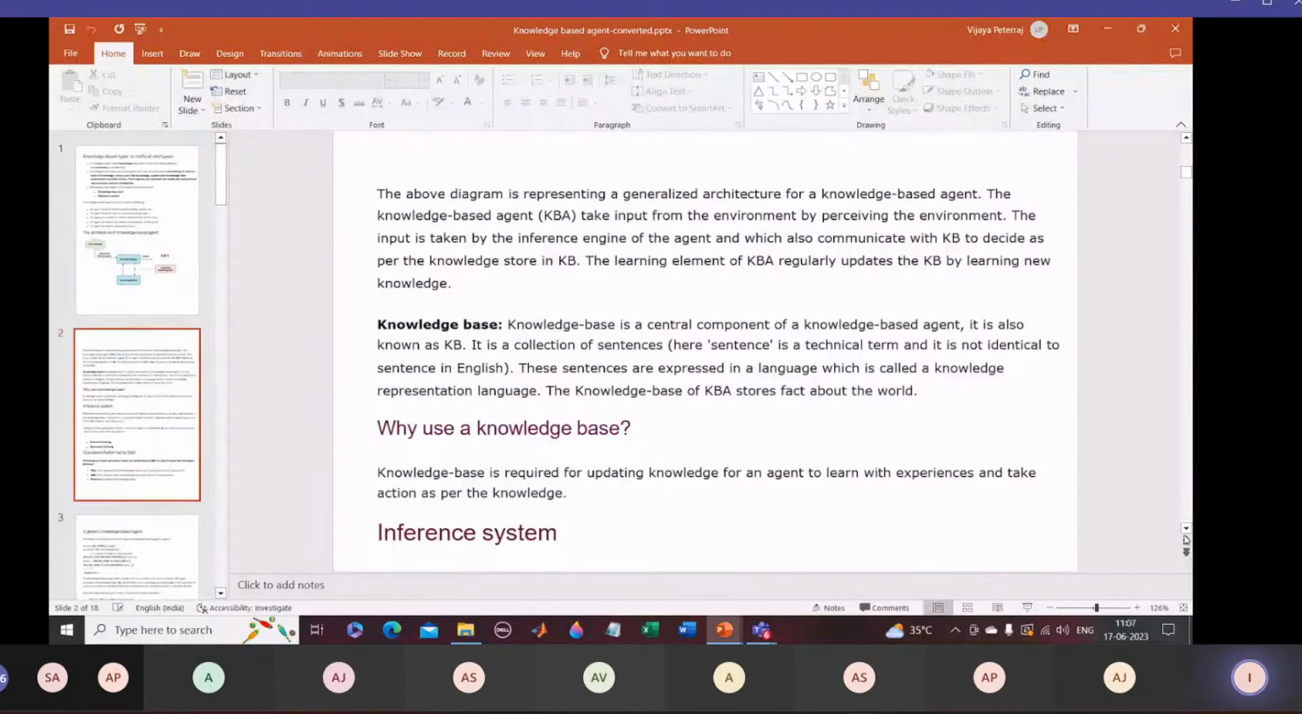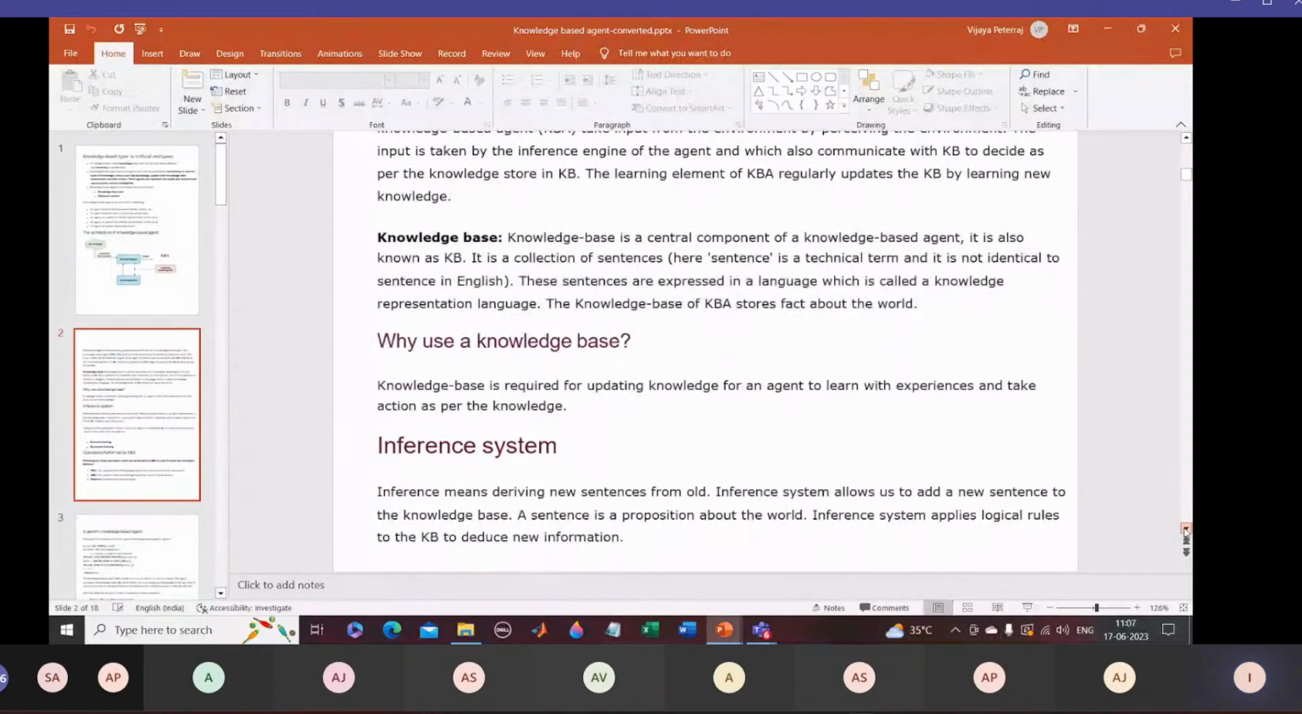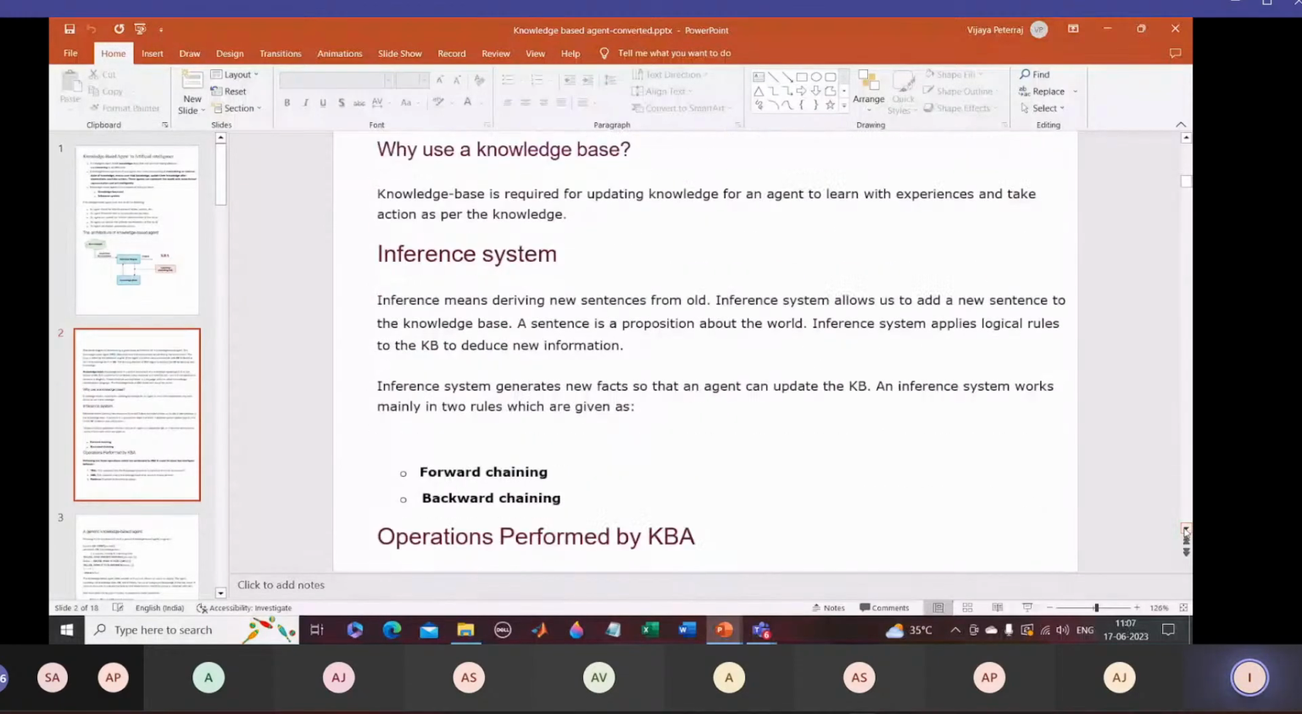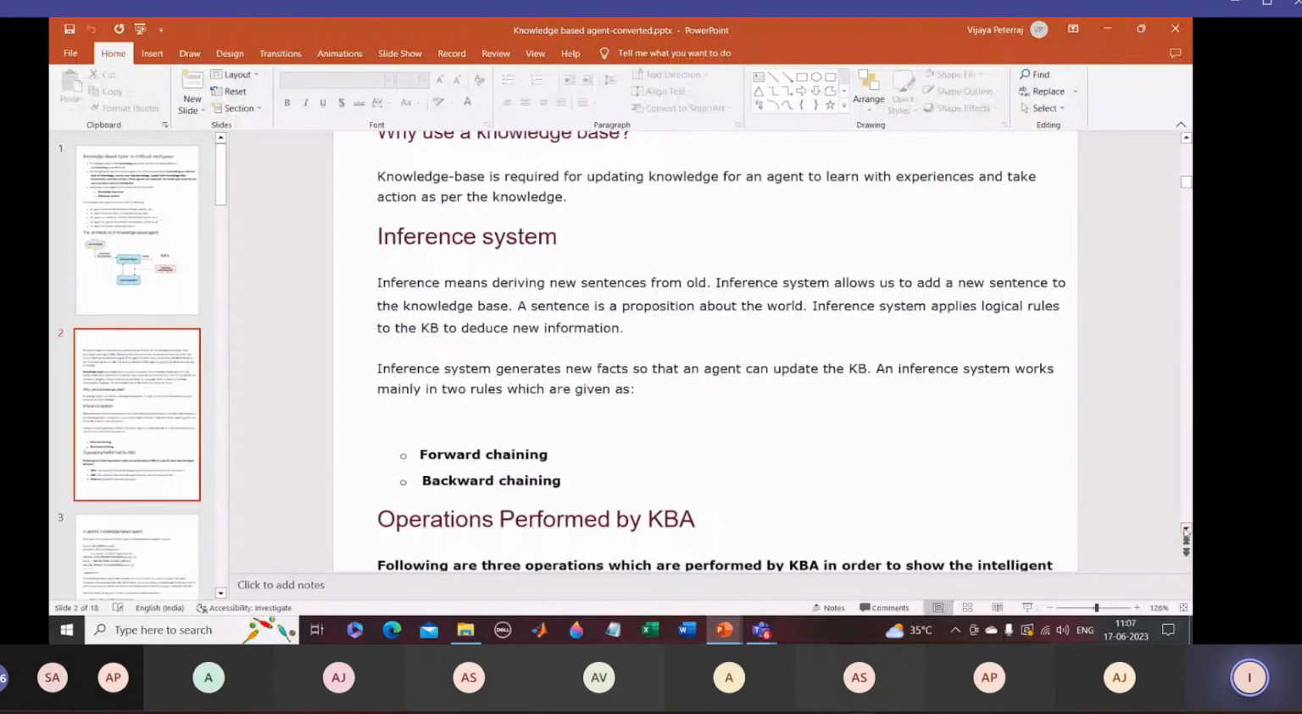Then we have the inference system. So what is that inference system? Deriving new sentences from the old ones, that is your inference system. This will allow us to add new sentences to the knowledge base about the world. The inference system applies some logical rules to the KB to deduce new information. This is where we are going to learn forward chaining and backward chaining.